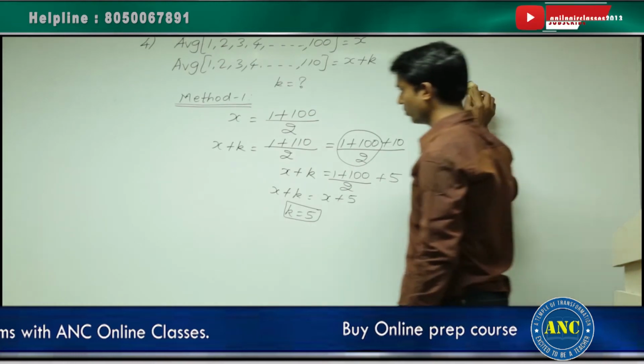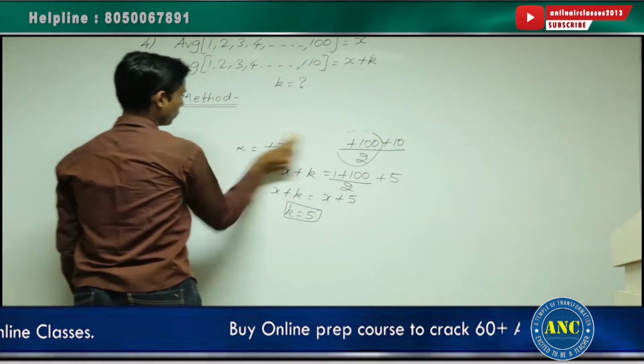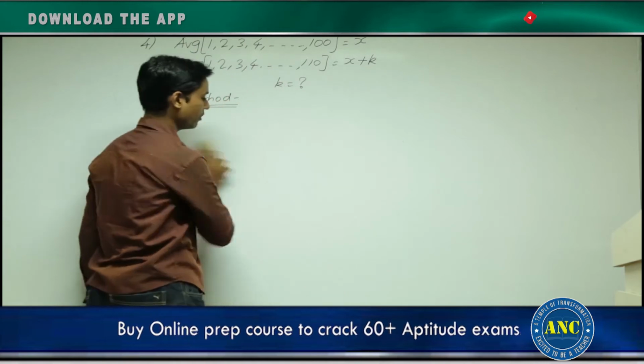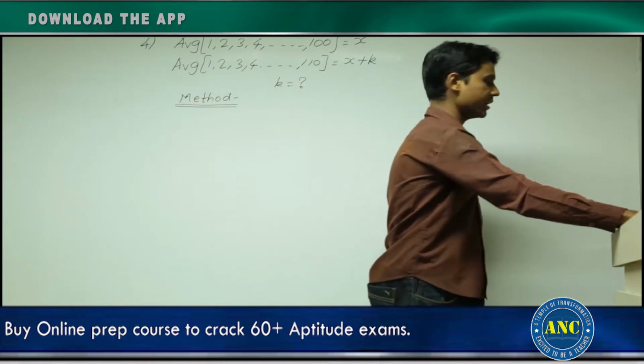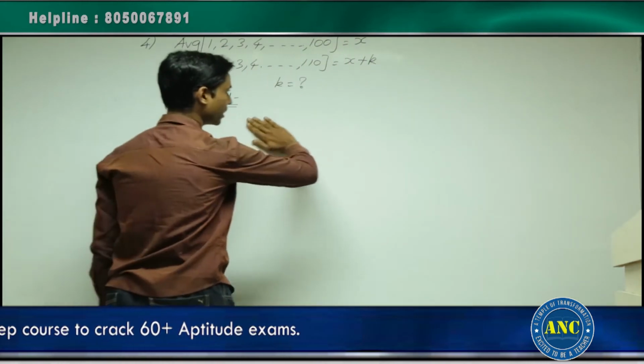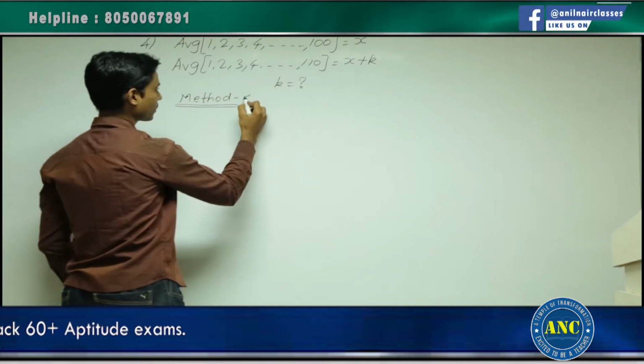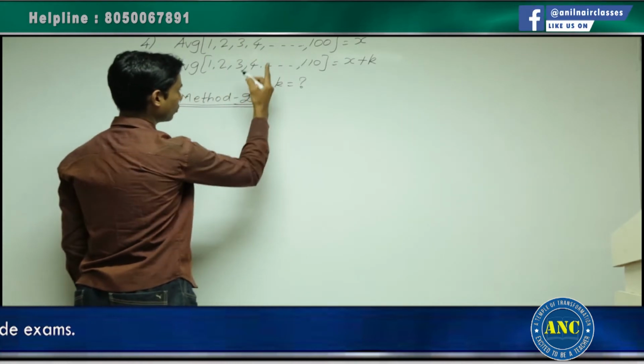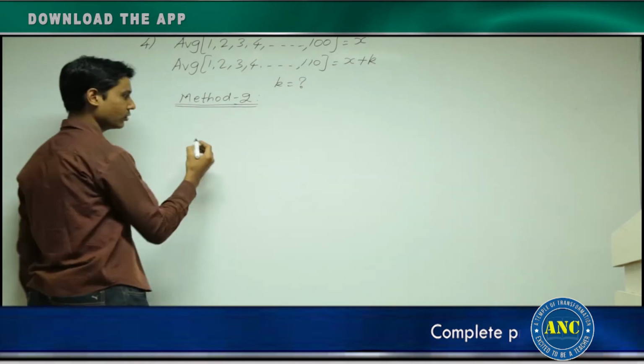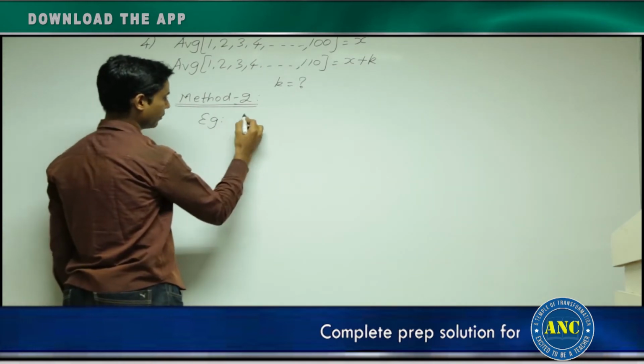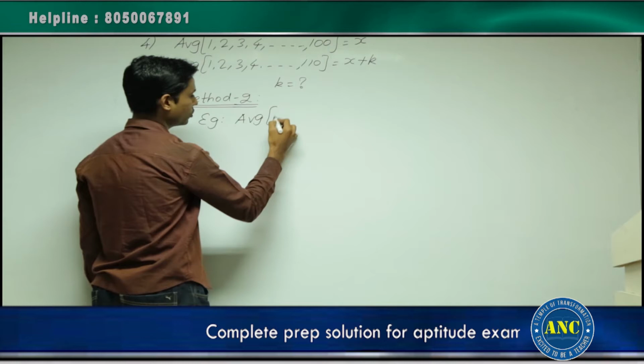Clear, right? See, method 2. Listen to this carefully. Within a second you can answer this question. You need not do all those methods that I applied in method 1. Before I actually come to the original question, I will take a small example to illustrate this fact. Suppose the average of 1, 2, 3.